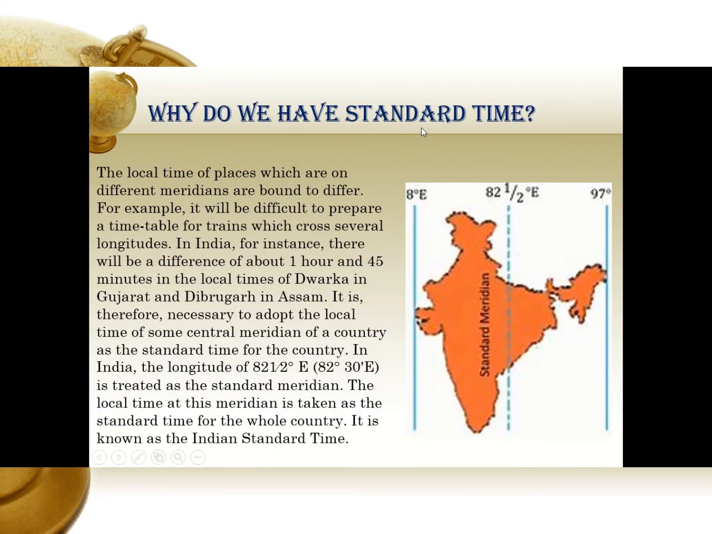Now, why do we have standard time? In India, we have our IST, Indian Standard Time. The reason is again the same, the longitudes. With a 1 degree interval, we can see a 4 minute variation. So India also has a longitude. The longitude is 82 degrees 30 minutes east.